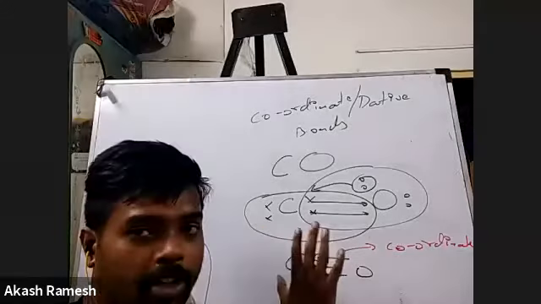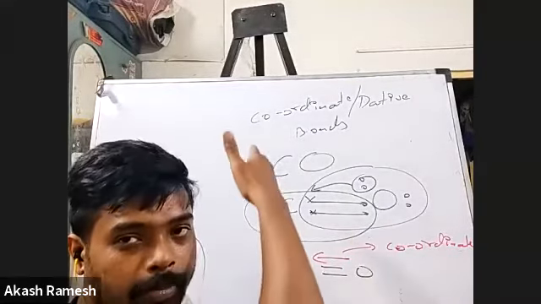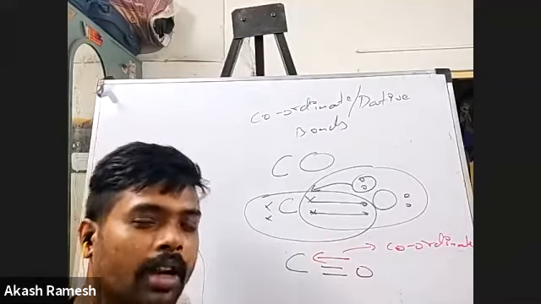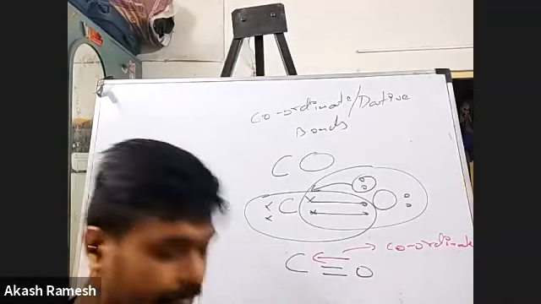Cool. So, hope you understand what a coordinate bond is. We'll see more about this in the next class. I'll give you more examples. We'll explain the N3 minus which you asked me about. There are some more examples where I can have coordinate bonds. All those we'll see.